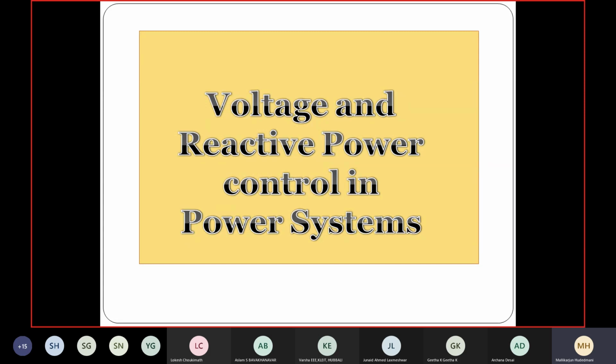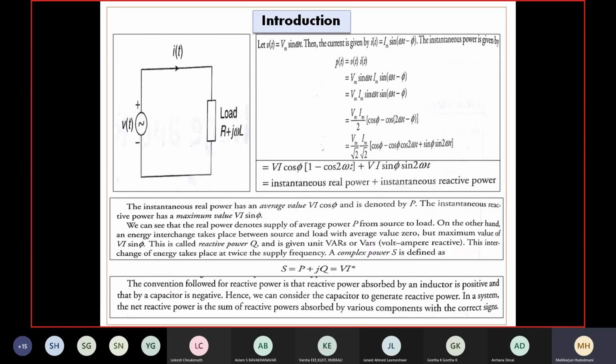Voltage and reactive power control in power system. We began our interaction with a basic electric circuit, a single phase circuit with a sinusoidally varying quantity Vm sin omega t applied to an inductive load R plus j omega L, and the current resulted naturally in this is having a lagging concept, which is outlined in the description.